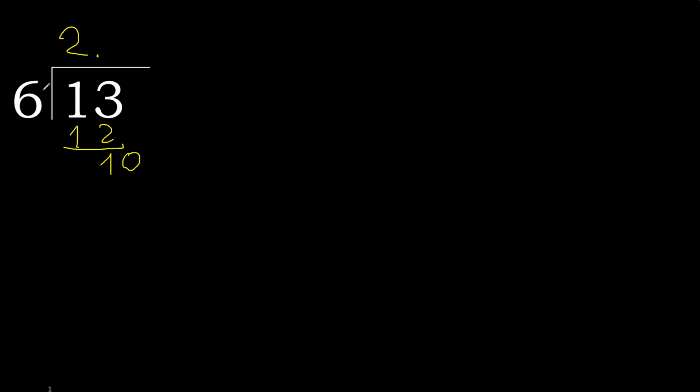10. 6 multiplied by 2 is greater. 6 multiplied by 1 is 6. Subtract. Always complete with 0. The point is here. Okay. 0 point.